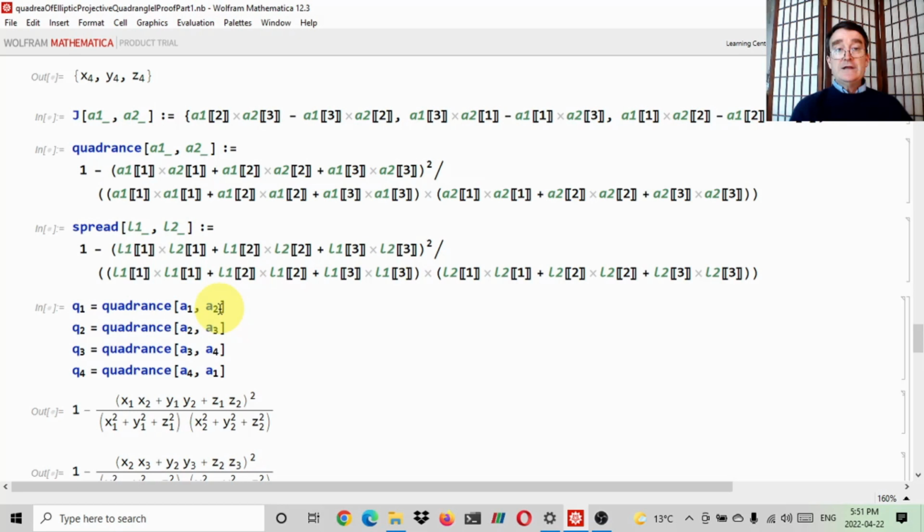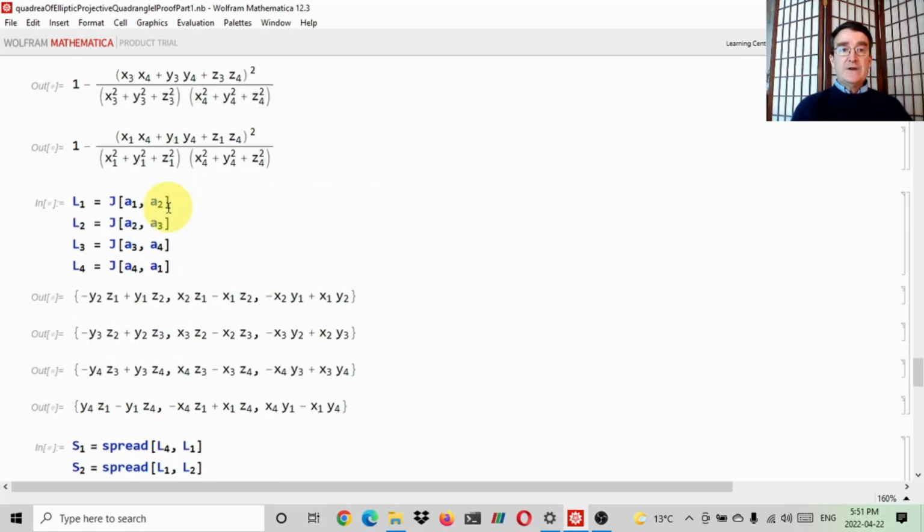Next, we're going to calculate the spread between the lines. S1 is the spread between lines L4 and L1. S2 is the spread between L1 and L2. S3 is the spread between L2 and L3. And S4 is the spread between L3 and L4. And we get these expressions.